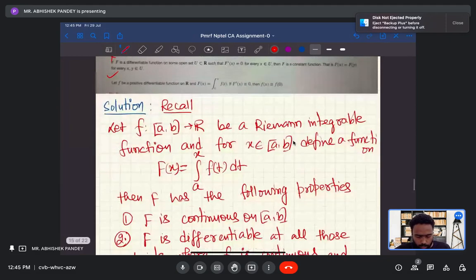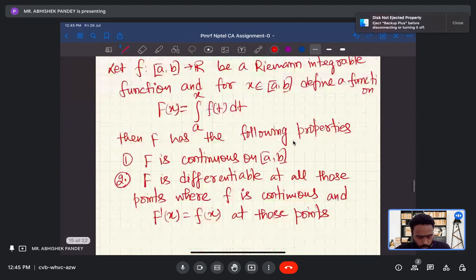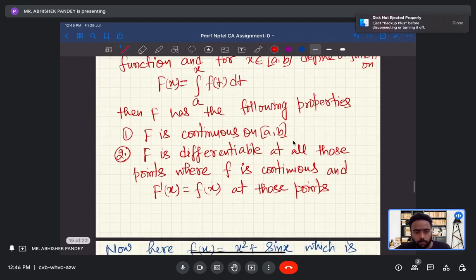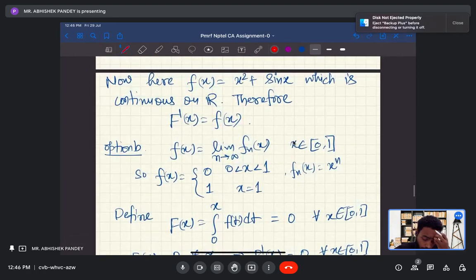So recall that let f: [a, b] → R be a Riemann integrable function, and for x belongs to [a, b], define a function this. Then F has the following properties. Capital F is continuous on [a, b], capital F is differentiable at all those points where small f is continuous, and basically the derivative at x is equal to f(x) at those points. Okay, so this is known as the fundamental theorem. Now here f(x) = x² + sin x, which is continuous on R. Therefore, F'(x) = f(x). Okay, so this is done.